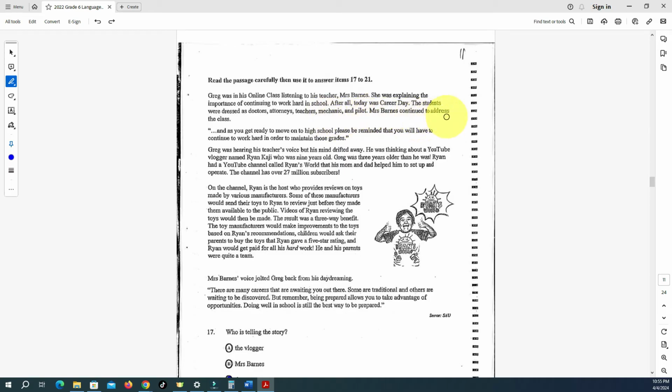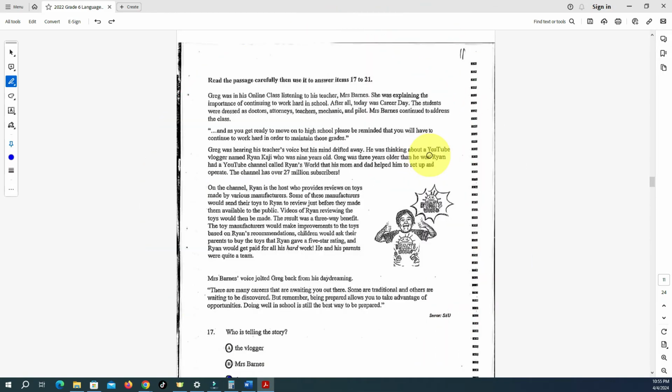Mrs. Barnes continued to address the class. And as you get ready to move on to high school, please be reminded that you will have to continue to work hard in order to maintain those grades. That's Mrs. Barnes, right? Greg was hearing his teacher's voice, but his mind drifted away.